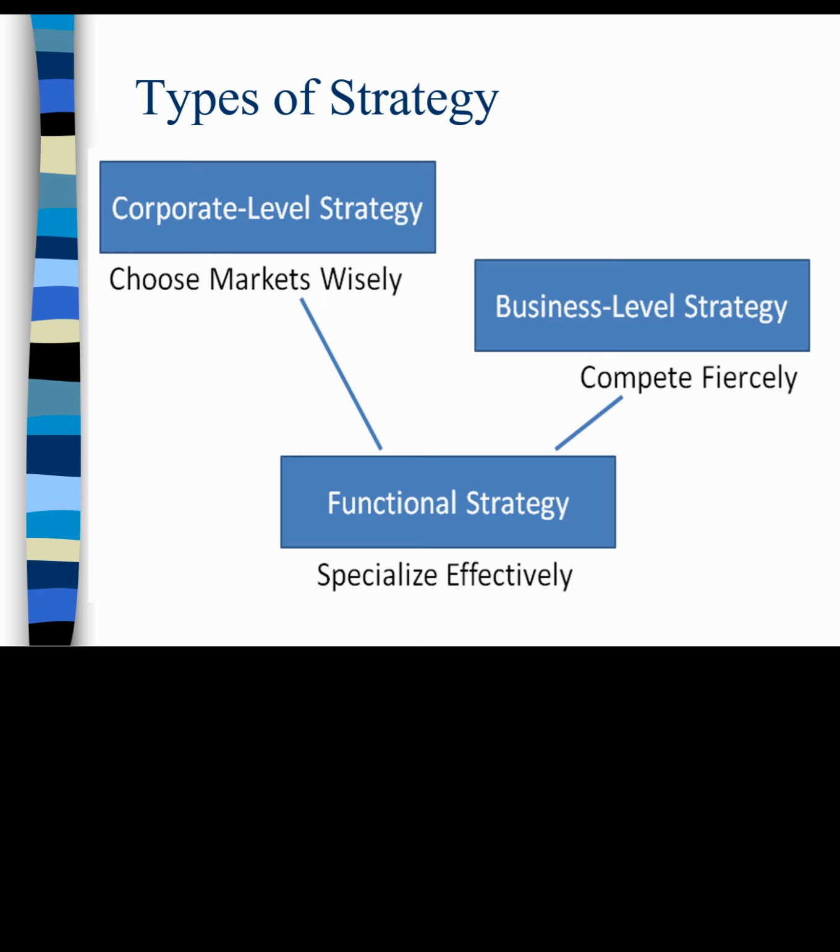And even when we talk about strategies, we're really talking about 3 types of strategy: the corporate level strategy, the business level strategy, and a functional strategy. When we talk about corporate level, we're talking about our markets. Business level, we're talking about competition. And functional, we're talking about our structural specialization.